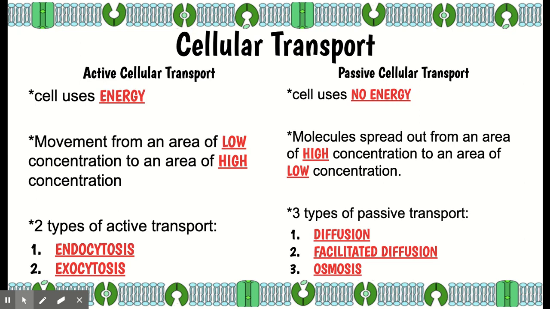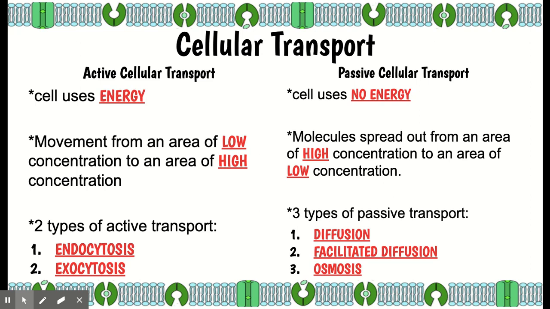And it's important that we have both types of transport, because if we just had active, then we would completely use up all of our energy just trying to get things in and out of the cell. So we need that passive cellular transport so that things can come in and out without just wasting energy, right? But on the other side, we also need that active transport to make sure that we're getting those bigger things in and out of the cell.